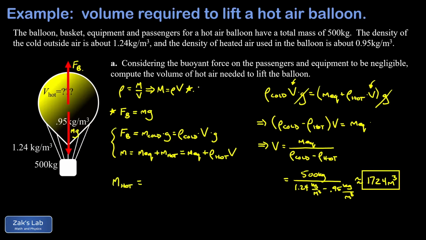So the mass of the hot air, again, just using this density formula turned around, is going to be the density of the hot air times the volume of the hot air. So that's 0.95 kilograms per cubic meter for the density, multiplied by this 1,724 cubic meter volume for the balloon. And this turns out to be about 1,640 kilograms. It's actually the majority of the mass, far more than the actual equipment.